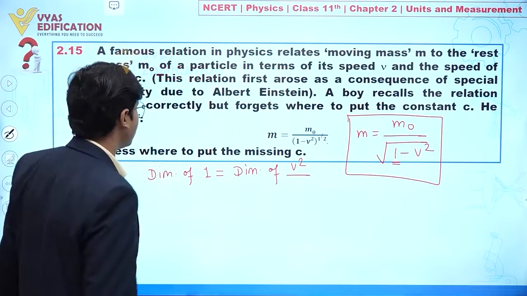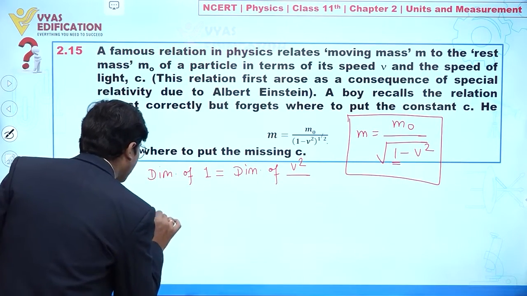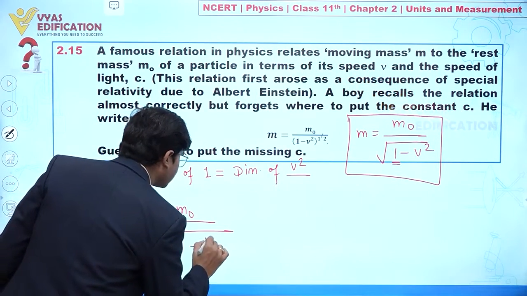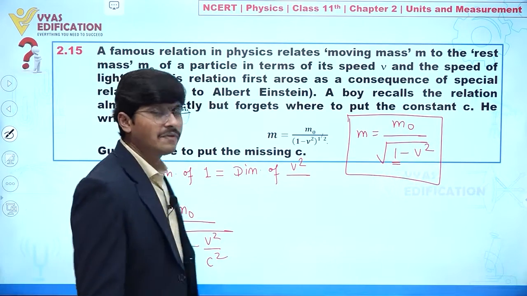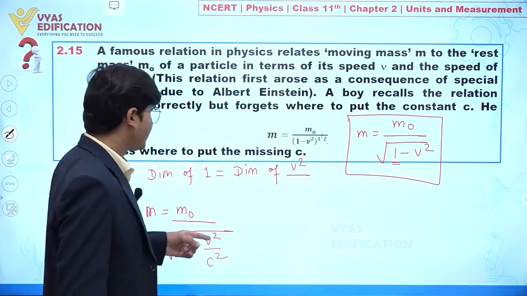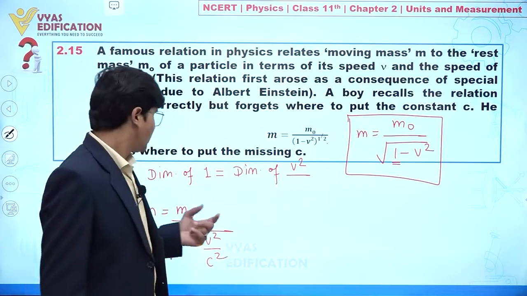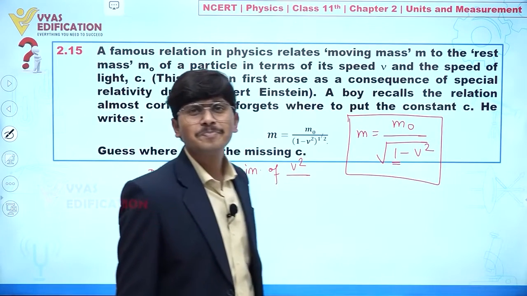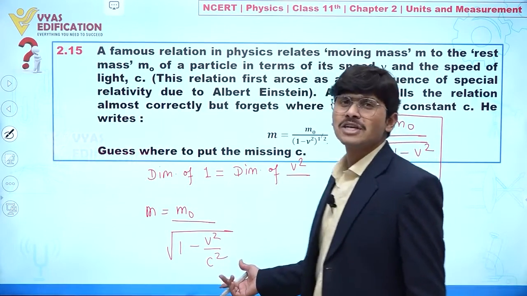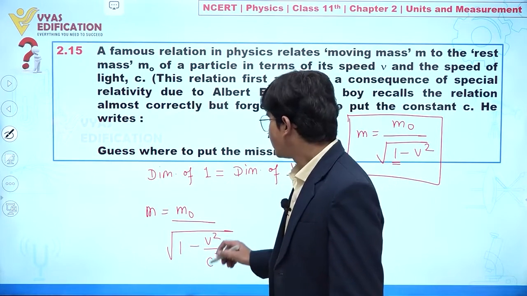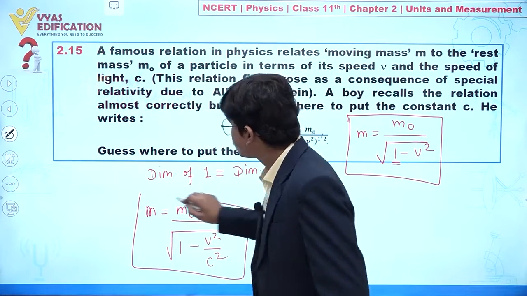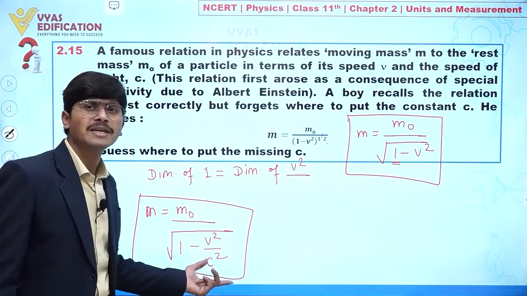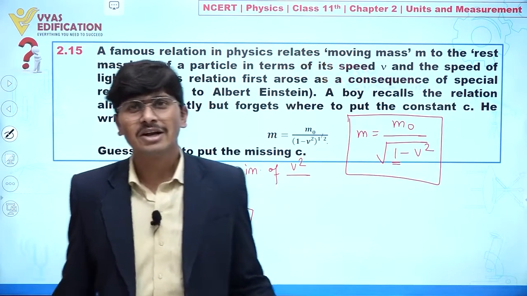Where can we put this value? If we write the formula as m equals m naught upon the square root of 1 minus v square upon c square, then in the numerator we have meter per second and in the denominator we have meter per second. So meter per second cancels out, and we get a dimensionless quantity. So this is the correct expression. If a student forgets to write the expression of c, it will be written at this place.